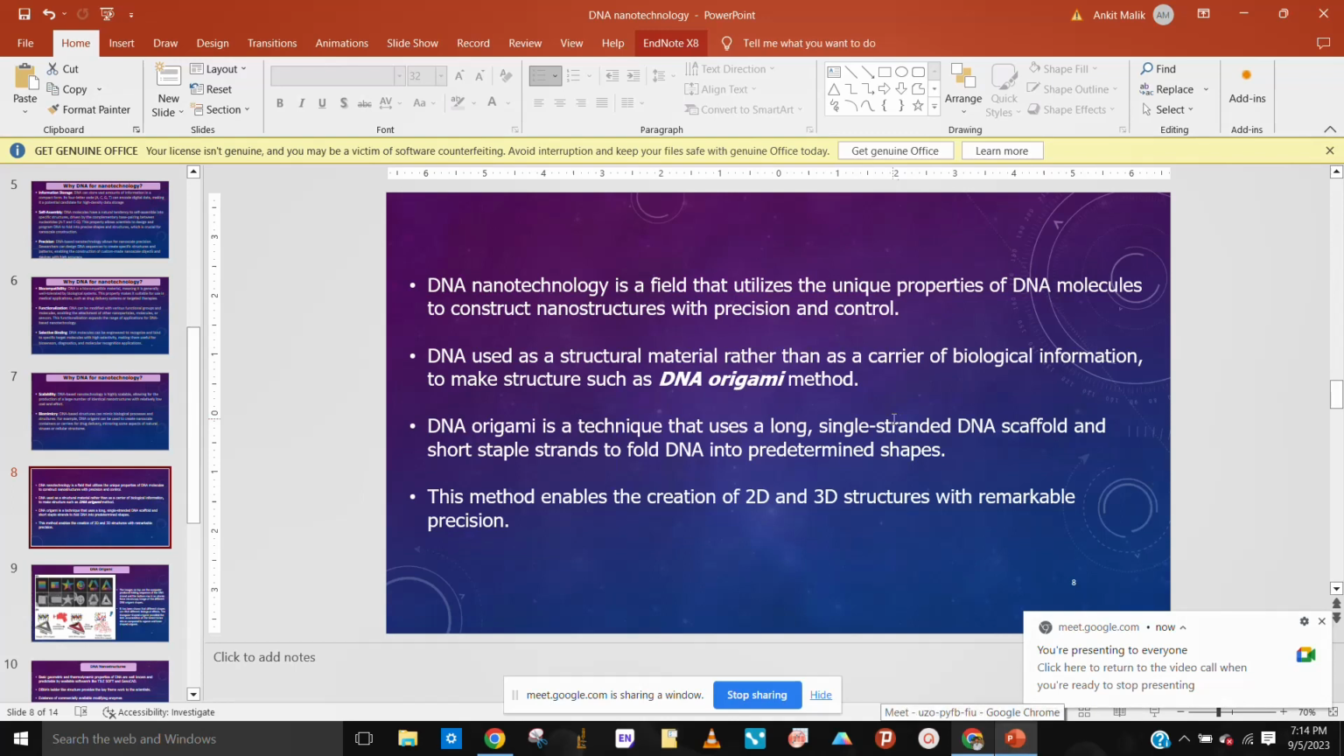So DNA nanotechnology is a field that utilizes the unique properties of DNA molecules to construct nanostructures with precision and control. DNA is used as a structural material rather than as a carrier of biological information to make structures such as DNA origami. DNA origami is a technique that uses a long single-stranded DNA scaffold and short staple strands to fold DNA into predetermined shapes. Basically, in DNA origami, it can be shaped like anything. I'll explain it further. This method enables the creation of 2D and 3D structures with remarkable precision.